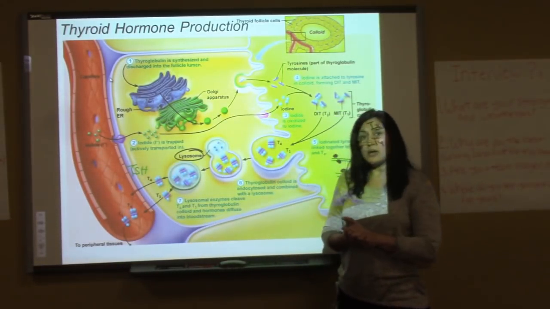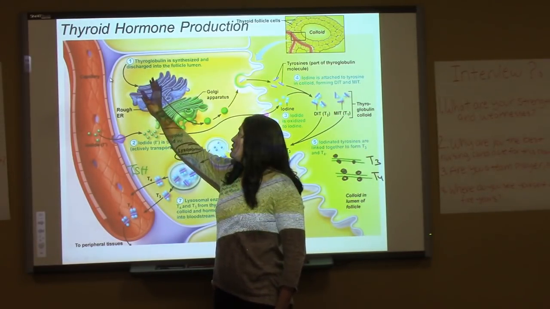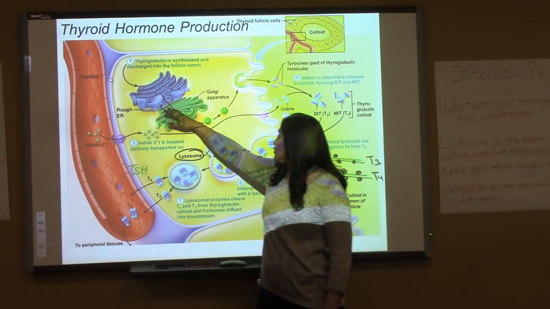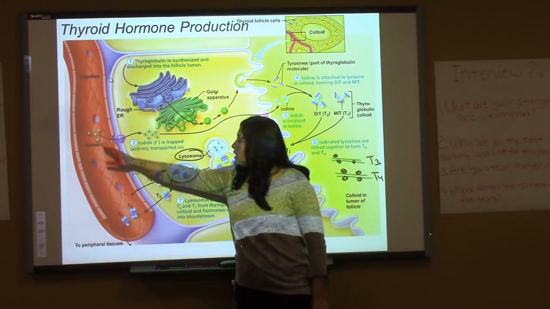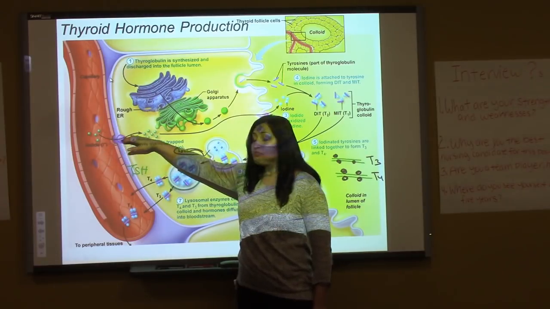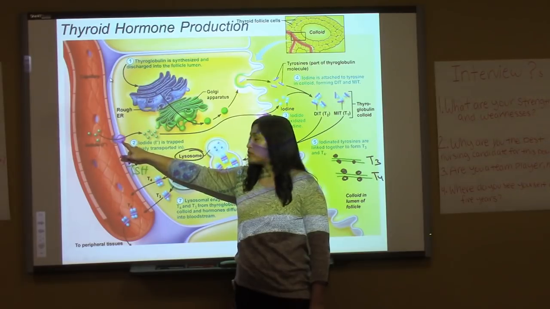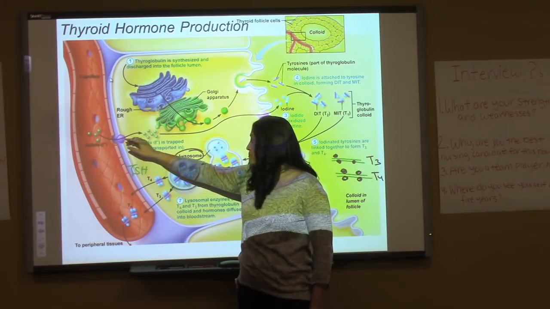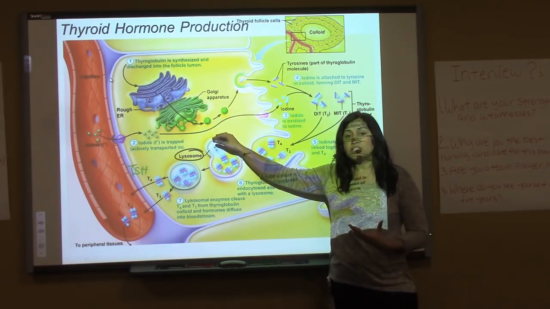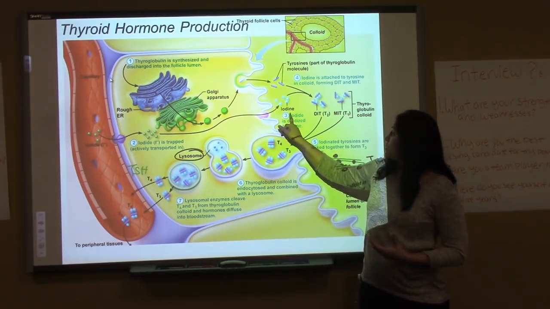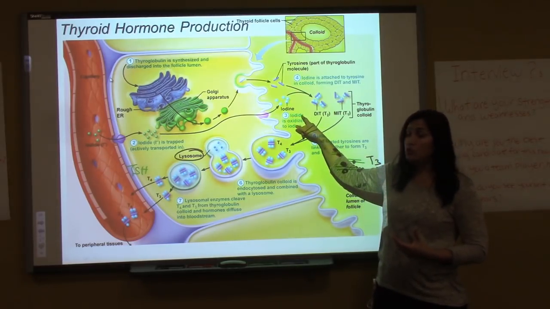Let's go through it step by step once more. Step 1, the ER produces thyroglobulin, which is a protein, and is secreted into the colloid. Step 2, iodide is actively brought into the follicular cell via this sodium iodide cotransporter. It's a secondary active transport pump. This iodide that came in is inactive, so we have to convert it into iodine. Okay, so iodide is oxidized into iodine, and then it is secreted into the colloid.